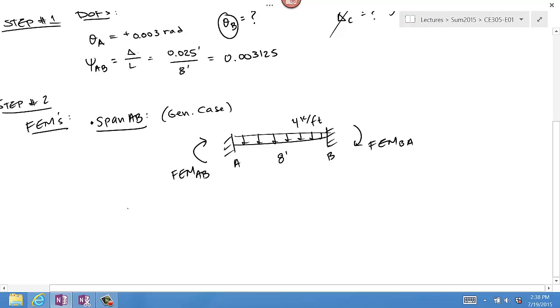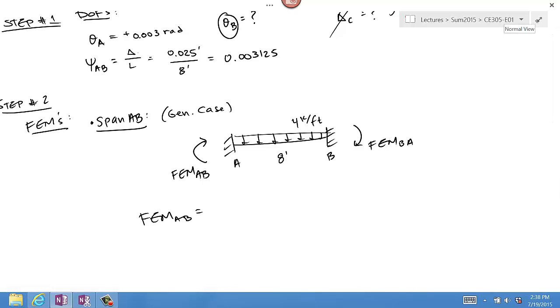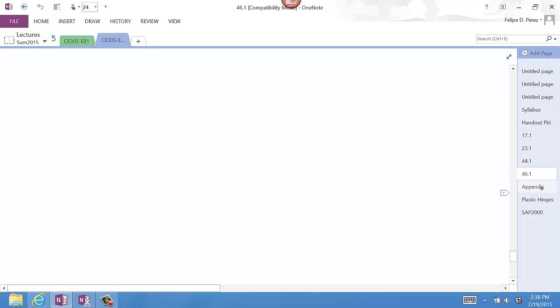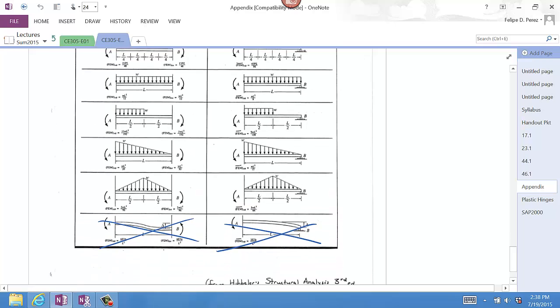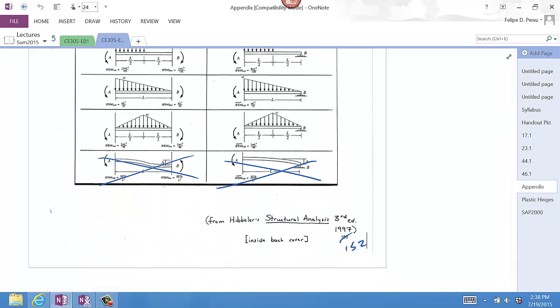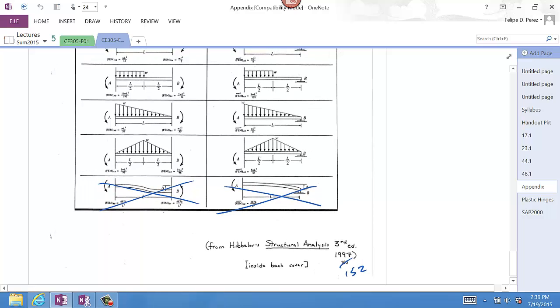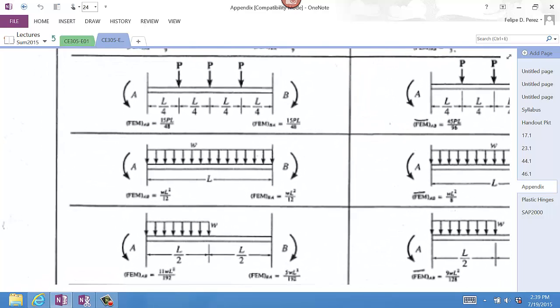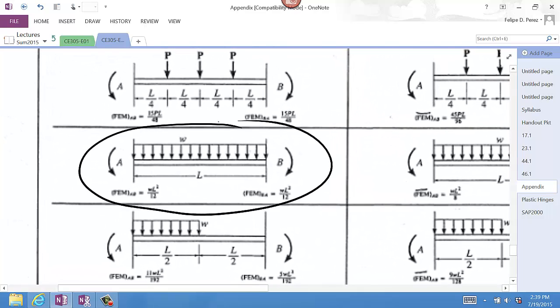We look up these terms, FEM-AB, using our handout. And the second class last time corrected me in terms of what page this was in your handouts. It's page 152 in the handout that was printed. Okay, page 152. So what I'm looking for is a fixed end that has a uniformly distributed load, and we find it right here. And so the values are WL squared over 12, but you can see that the moment at A here is counterclockwise, so we're going to artificially introduce a negative sign.